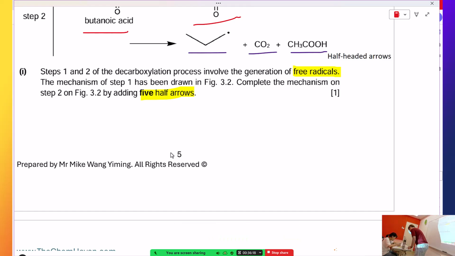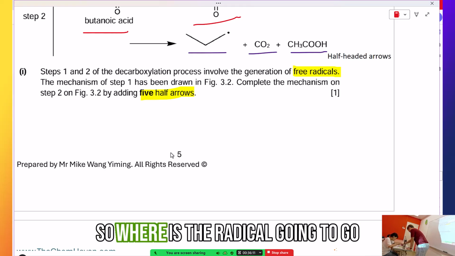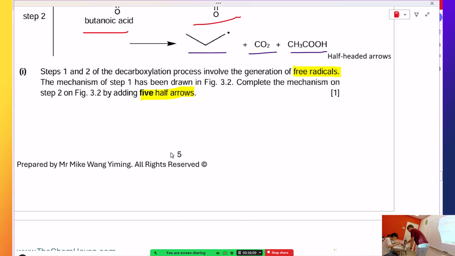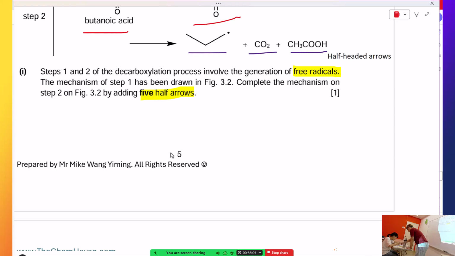Okay, you see, if you take a look at this, the radical is actually on the third carbon. So where is the radical going to go to? 1, 2, should be this one. So if you go here, which bond should break?